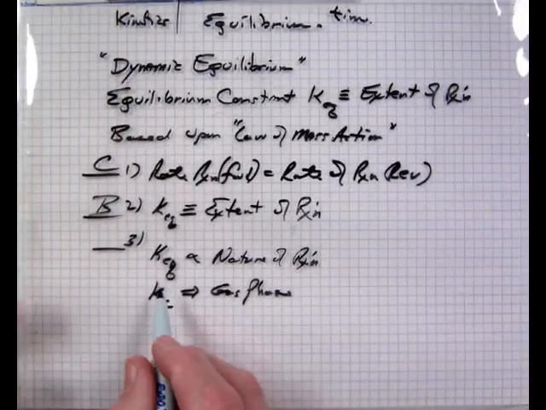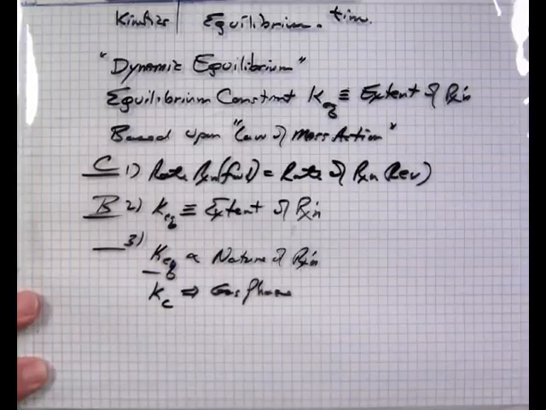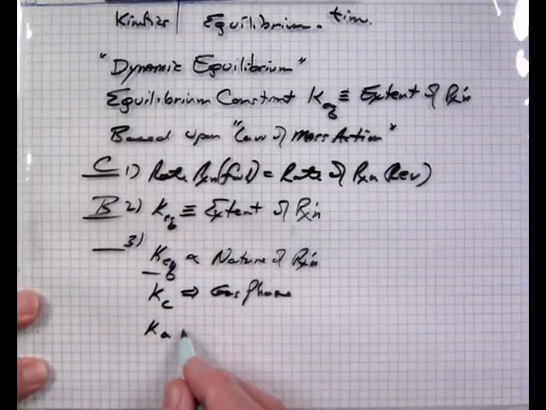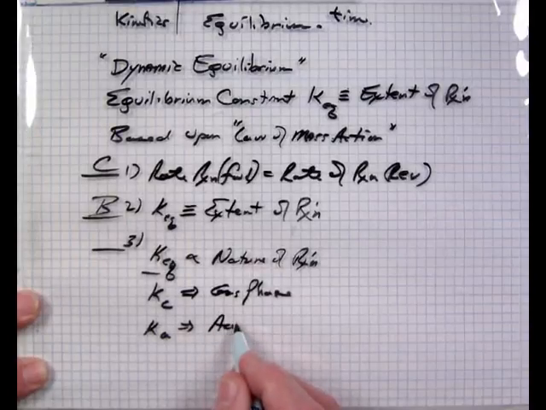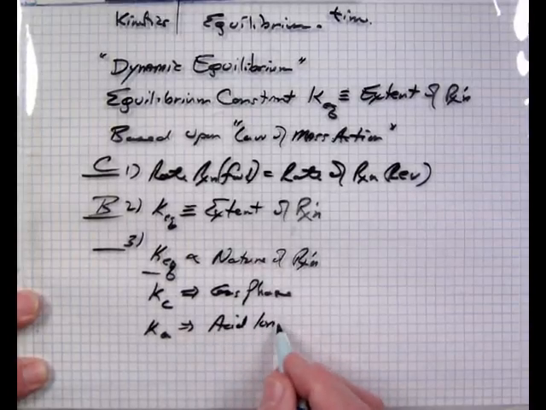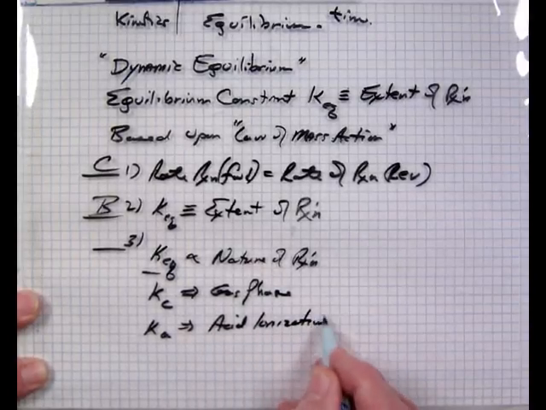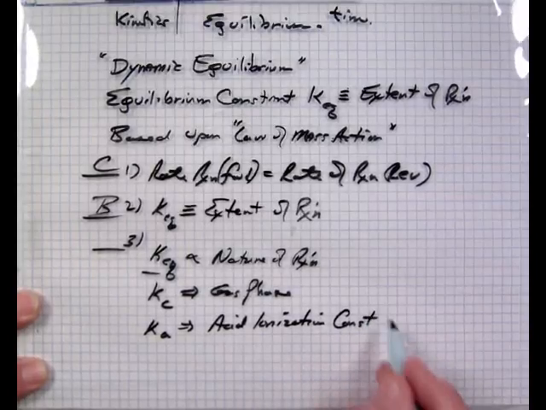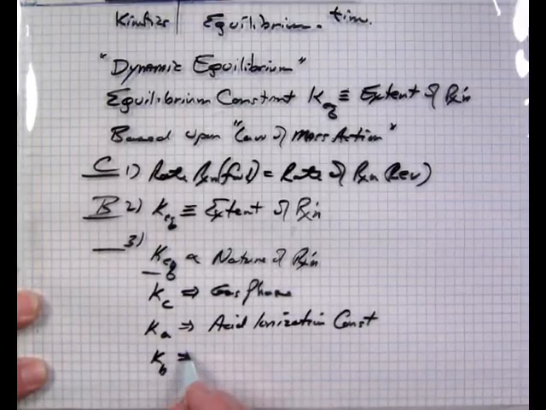If you were using a reaction in solution that dealt with weak acids, you might use a Ka value. That's an acid ionization constant. Or weak bases would be Kb.